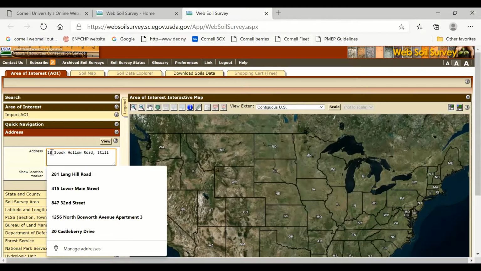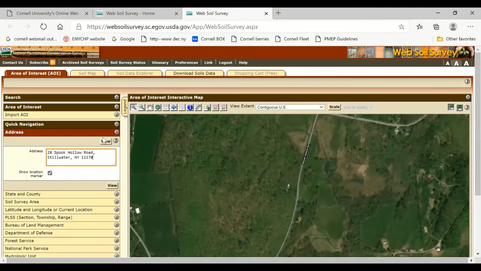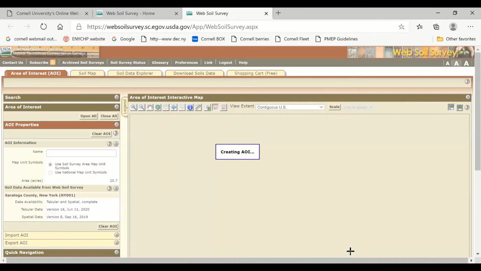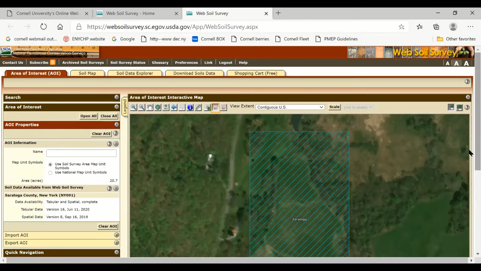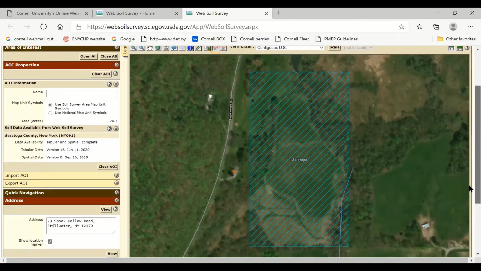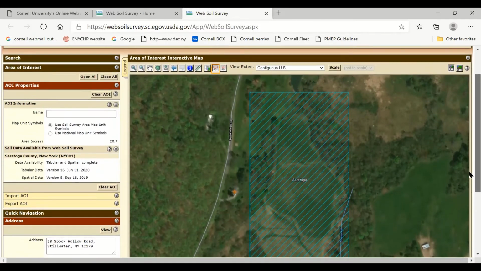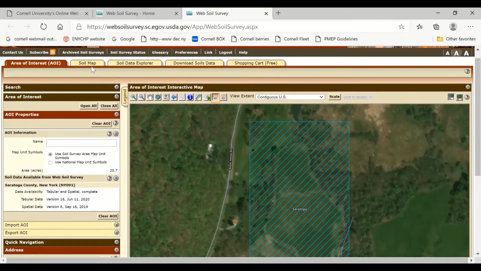You can never get enough soil information. It's so true. So you just put your address in that box. It finds the location, and right there you can see where the actual pin is. And then you go up here to this thing called AOI, which is the area of interest. And I'm going to make a rectangle. And so there it is, the hatch marked area is where we had outlined. And then you can pull up the soil map on this upper tab.